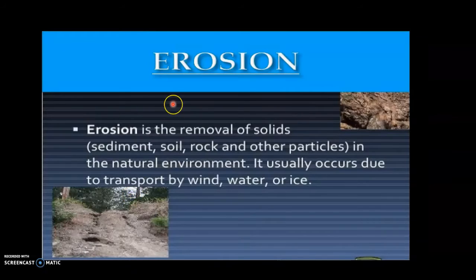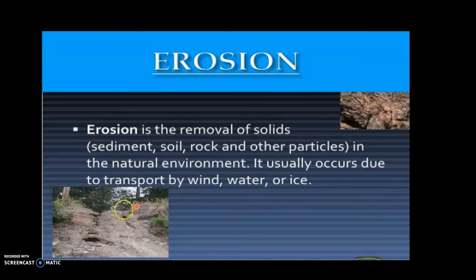Then next one is erosion. What do you mean by erosion? Erosion is the wearing away of landscape by different agents like water, wind and ice. Once more, what is erosion? Erosion is the removal of solids, that means sediments, soil, rock and other particles in the natural environment. It usually occurs due to transport by wind, water or ice.